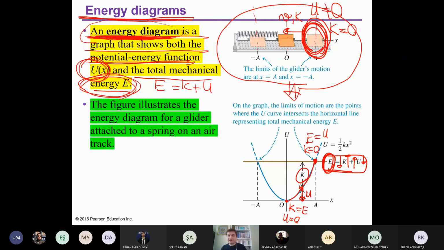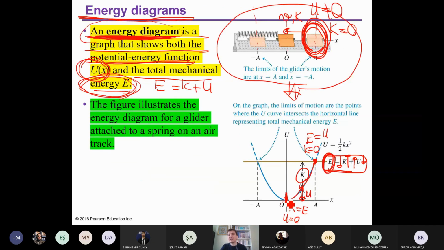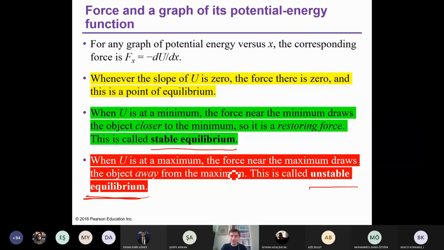Then let me discuss two important terms: stable equilibrium and unstable equilibrium. Actually, you have learned what equilibrium is. For example, this is an equilibrium condition, but we have other equilibriums. I will talk about this. The topic is very easy to understand. Just try to stay on the line.